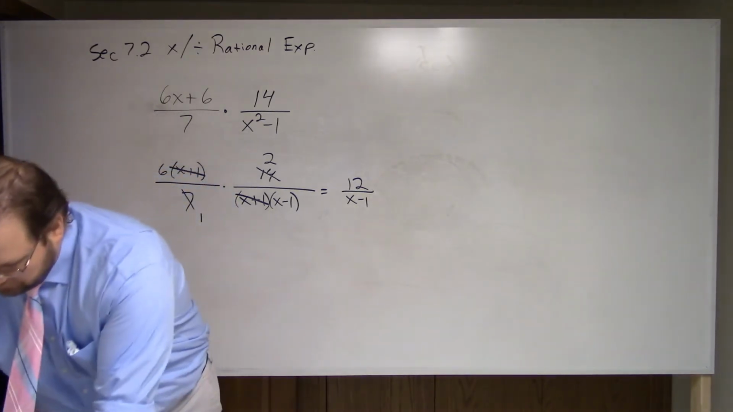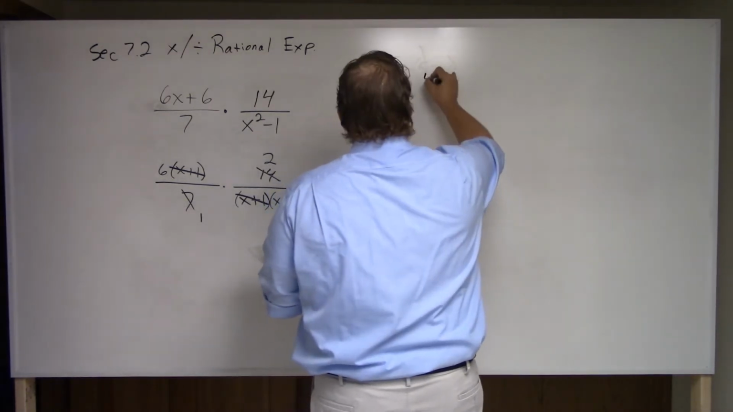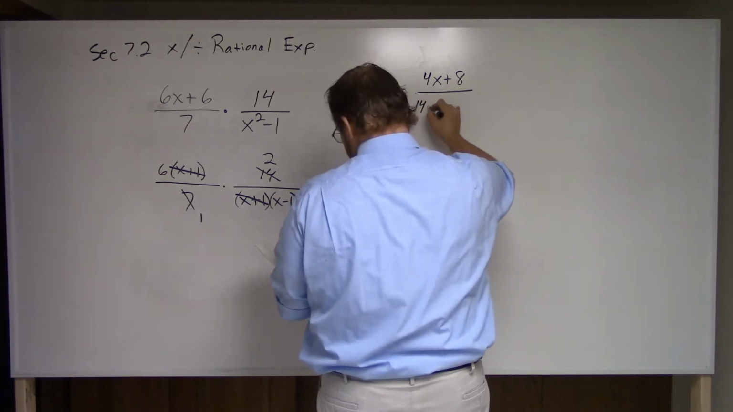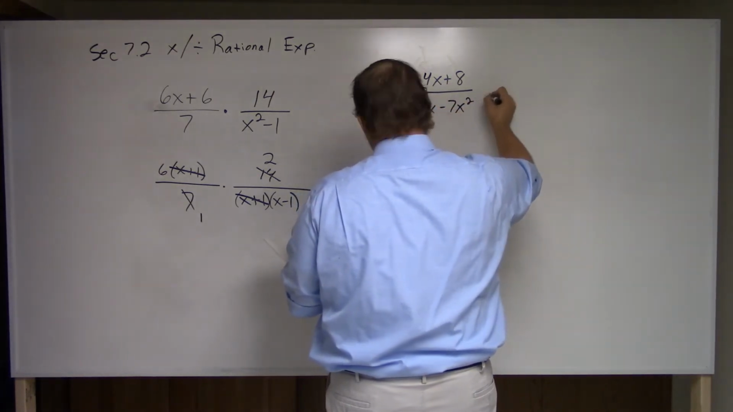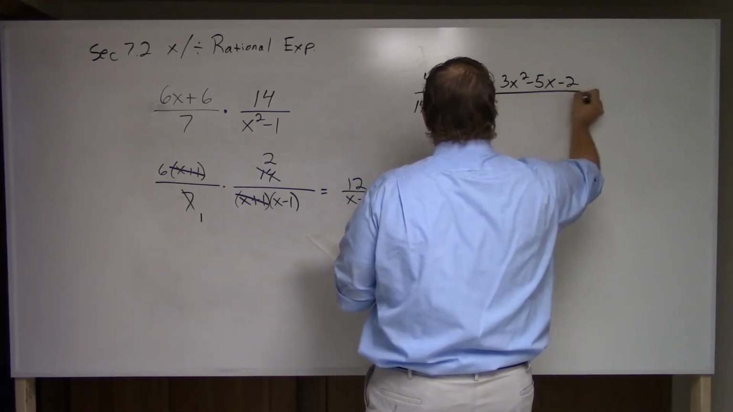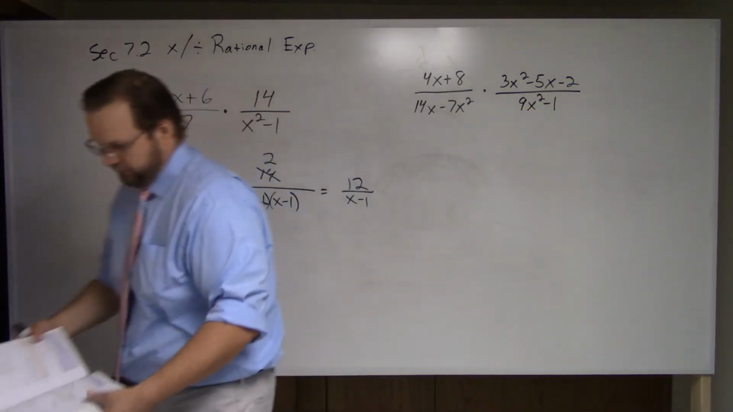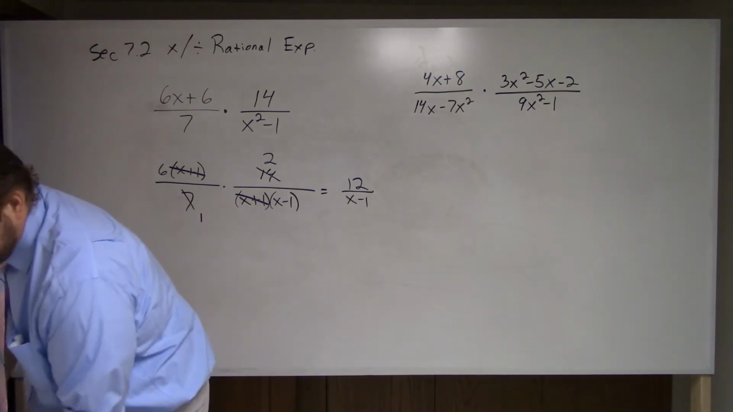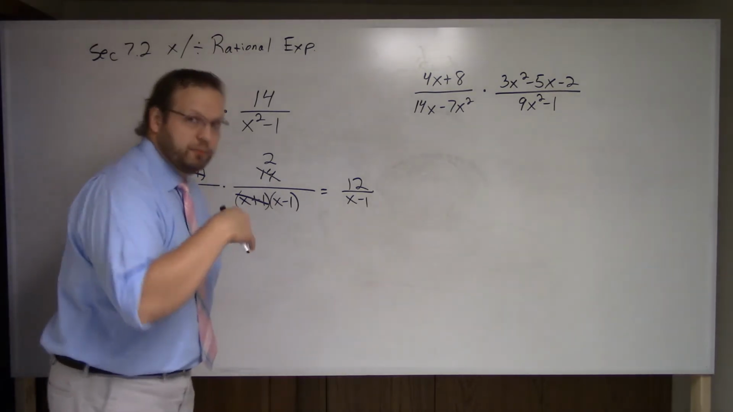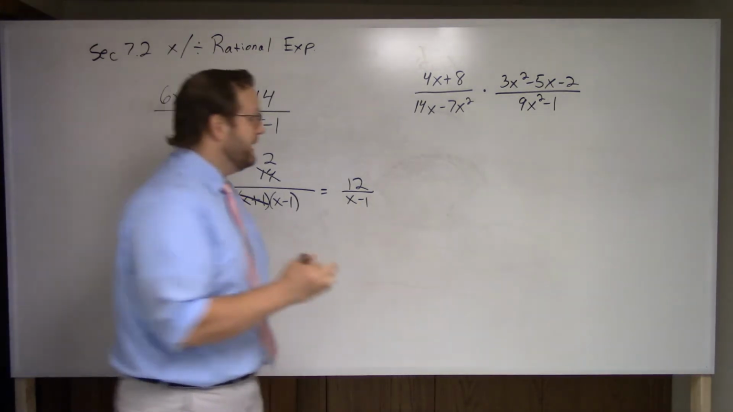Let's look at another one. Okay, so again, we're multiplying, so we want to be able to reduce first, but with polynomials, we need to factor them in order to reduce them. So again, 4 factorings in 1.